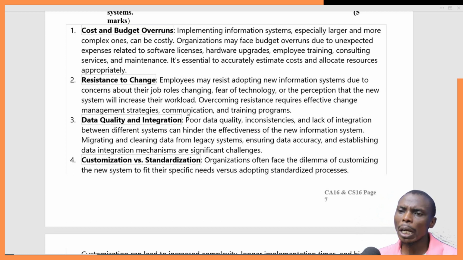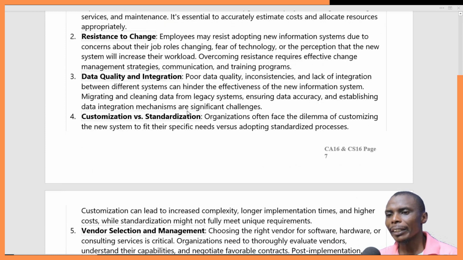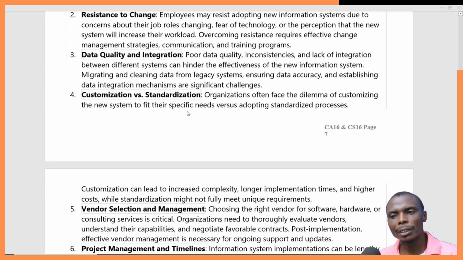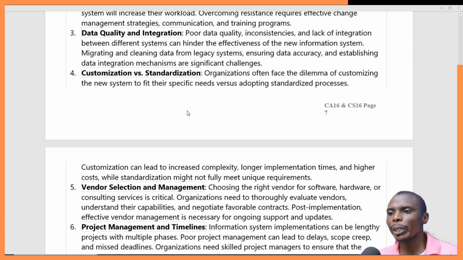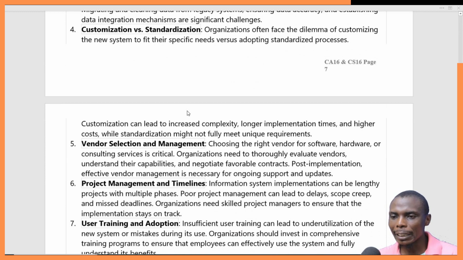Then lastly, we talk about customization and standardization. There's no standard for systems that can be used to compare and check whether a system has reached some specific standard or not. So as long as the system is made and implemented, that is it.